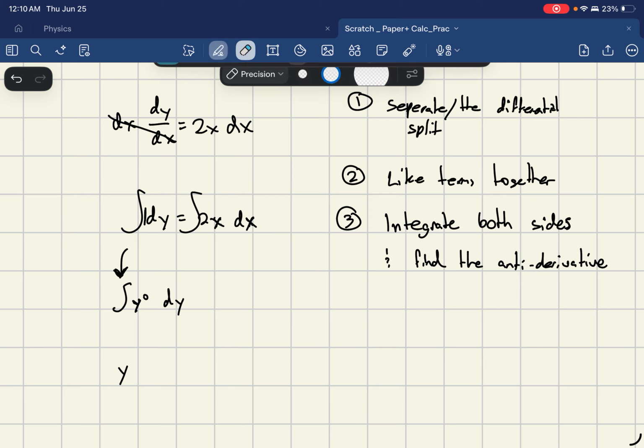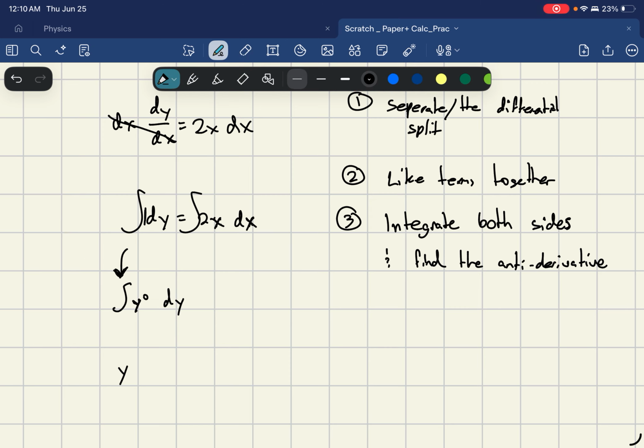But remember, we're trying to find the general solution. We don't have a specific solution. This is a non-definite integral. I think that's the proper vocabulary, please correct me if I'm wrong. Since it is a non-definite integral, we have to add a constant, and I'm just going to do plus c1.